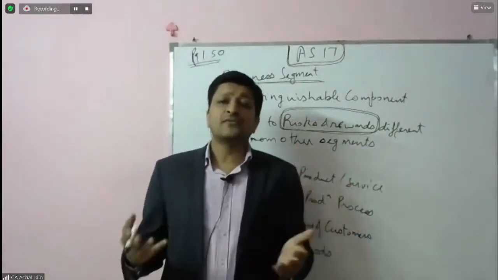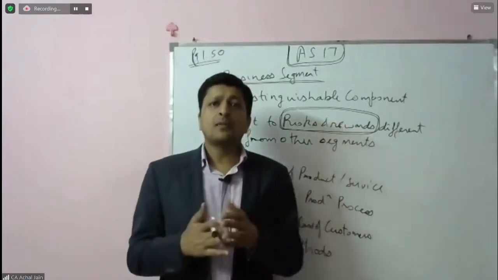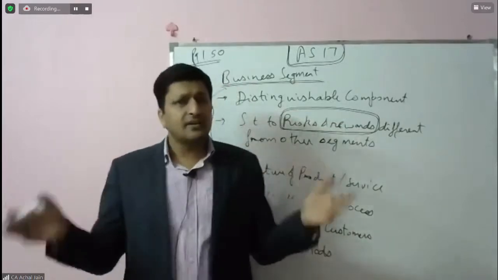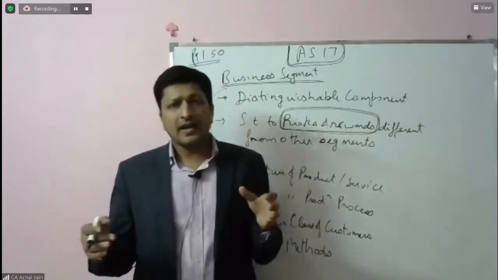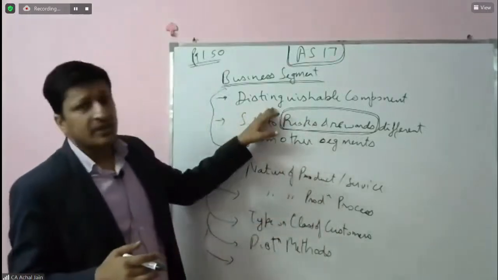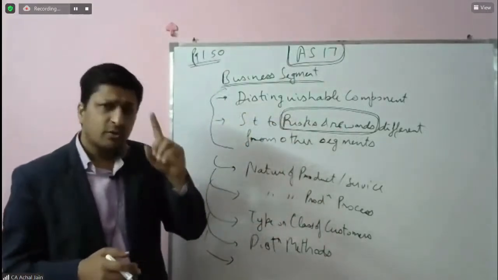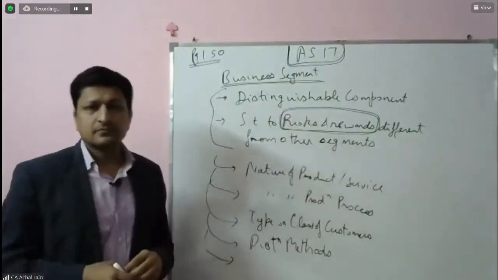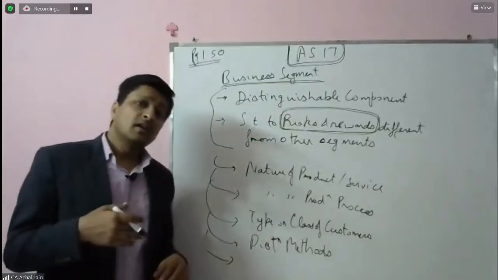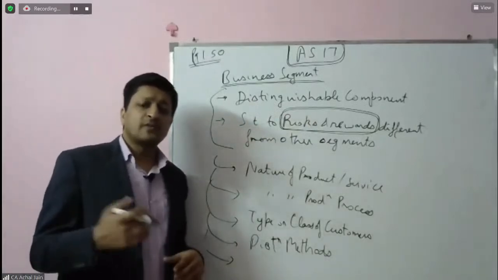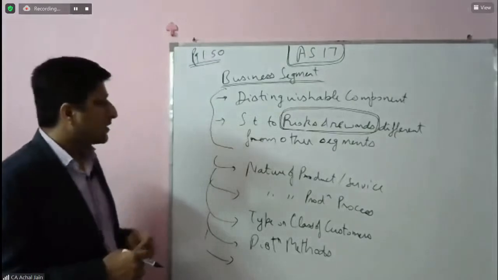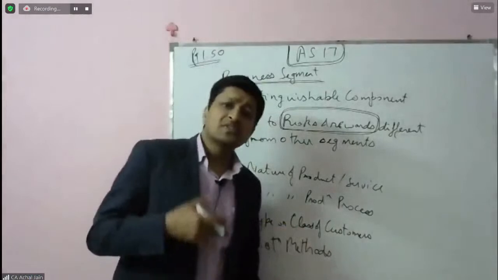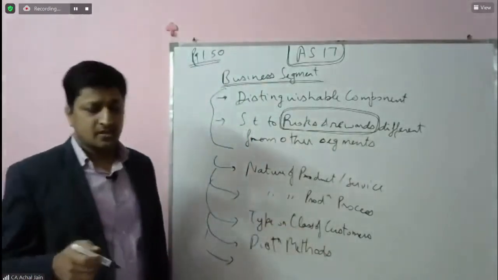Something which you see in case of a branch. A company having 5 branches will have separate financial information for all the branches. Correct? The same is the case which you need to consider over here. So they have to be distinguishable, having different risks and rewards. And what are the factors on the basis of which segments will become business segments? On the basis of products, services, production processes, customer category, distribution methods.